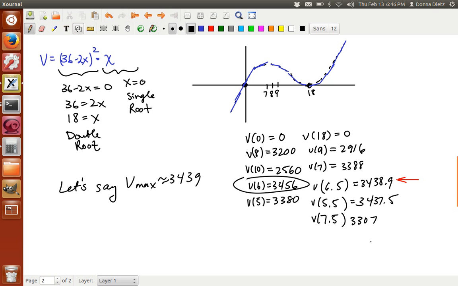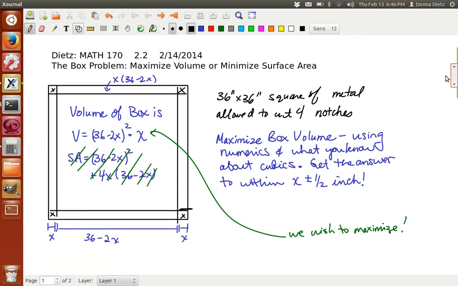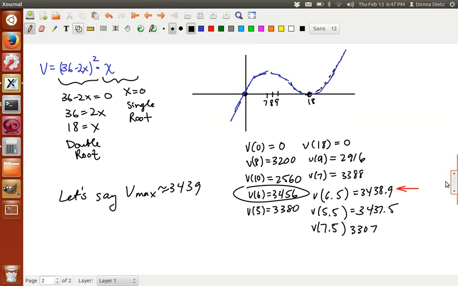But I mean, the theory is not hard. You just have to sort of plug away at it. And it's nice to know that when you get to calculus, there's a technique that'll allow you to hone right in on the answer for this particular problem, and you won't have to do that pecking around. Okay?